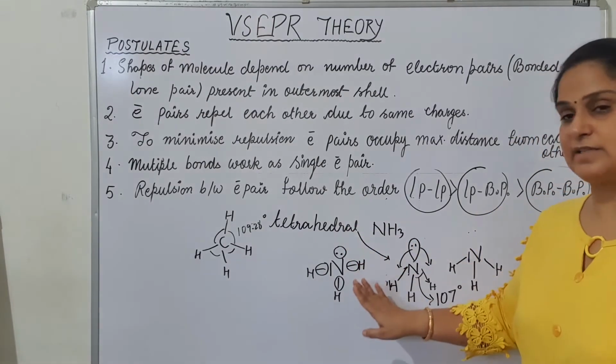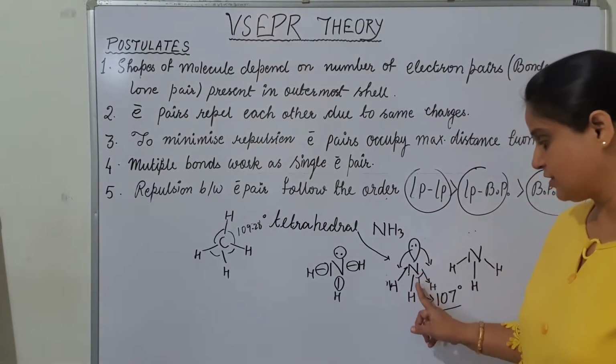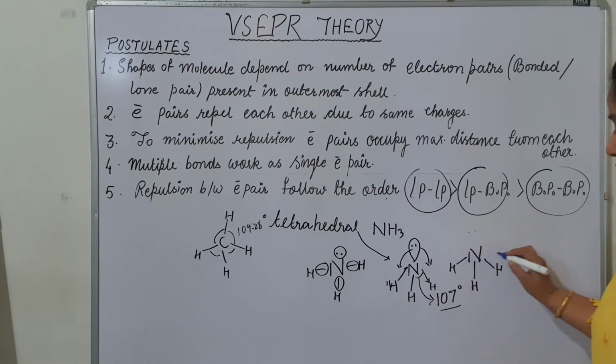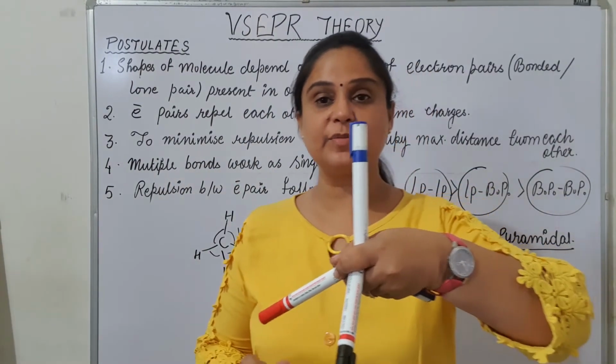So geometry will be tetrahedral, distorted with a little less angle between these nitrogen, hydrogen and hydrogen, but the shape of the molecule will be pyramidal. So this was the geometry of the molecule.